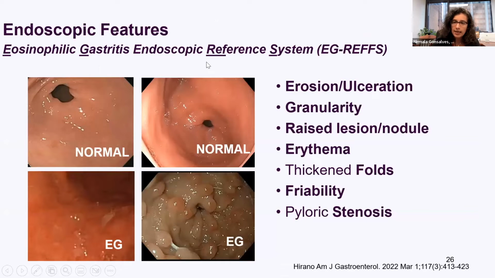What clues us in as gastroenterologists to features of non-EOE EGIDs? Well, this is data from Dr. Hirano and the SEGR group looking at features in the stomach. This is the Eosinophilic Gastritis Endoscopic Reference System, or EGREFS, similar to EOE-REFS, which is a tool used in the esophagus. And these are the various features that are typically seen in patients with eosinophilic gastritis: erosions and ulcerations, granularity, raised lesions, erythema, thickened folds, friability, and stenosis, so EGREFS here.